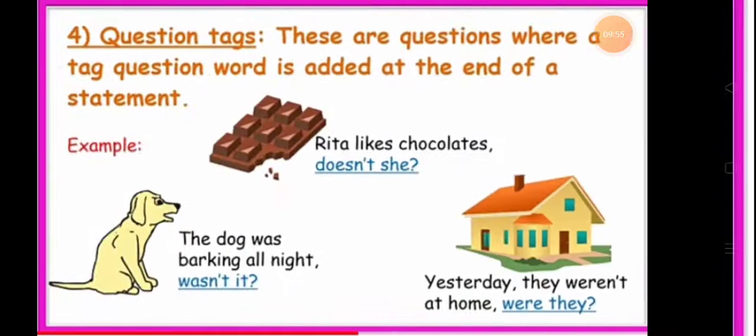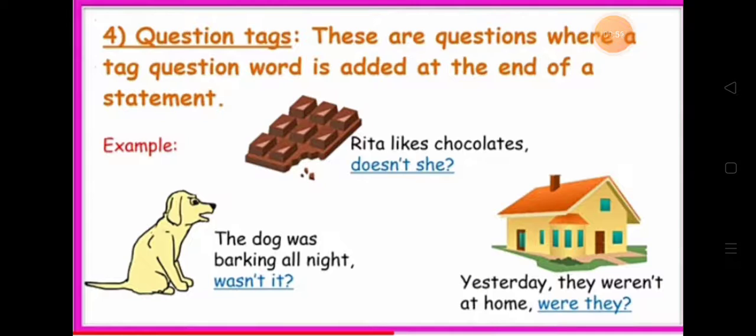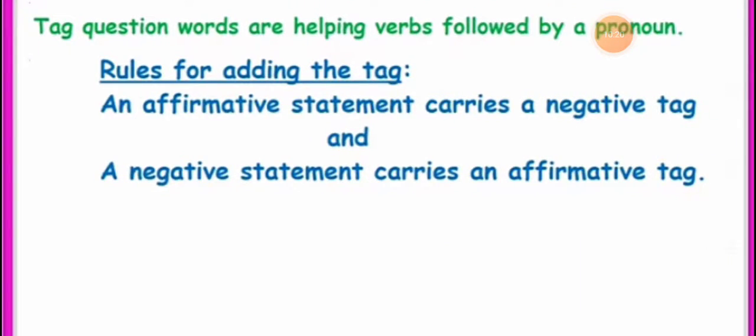Just now you have seen that. The first two are affirmative statements. Rita likes chocolate and the dog was barking all night are affirmative statements. Its question tag is negative. The third one is a negative statement. They weren't at home. That is a negative statement. Its question tag is positive.